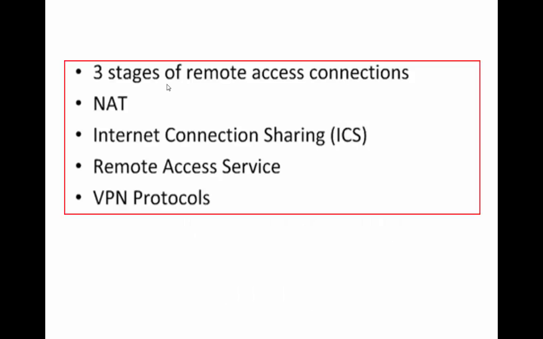So 3 stages of remote access connections. There could be, we're going to discuss that. Then there is NAT, which is network address translation. By now in Cisco you must have gone through this. Then there's remote access service, that's in Windows. Then there's internet connection sharing, that's just a topic for sharing an internet connection, but it's not much used anymore. Remote access service, and then VPN protocols.